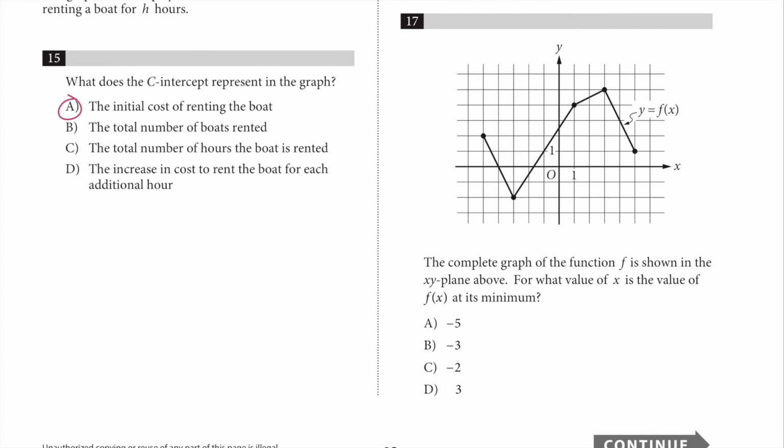The complete graph of the function f is shown in the xy plane above. For what value of x is the value of f of x at its minimum? And we're given f of x equals y. So when f of x is at its minimum, y is at its minimum. So we're going to look for the smallest value of y on the graph, which is right here at -2. And so when y is -2, x is -1, -2, -3. So the answer is B, -3.